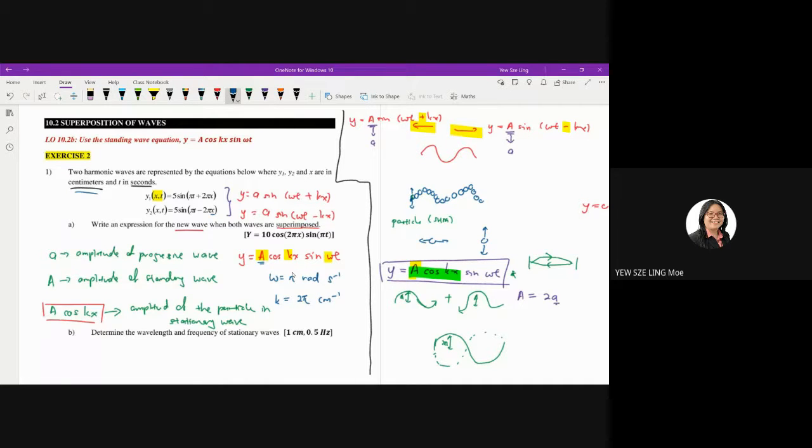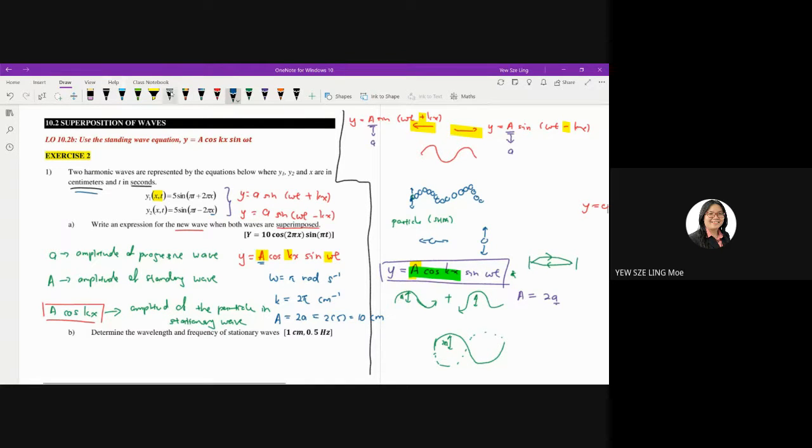But what we do know is that capital letter A, the amplitude of a stationary wave, is equal to 2 times the small letter a, the amplitude of the progressive wave. Because when they superimpose, their amplitudes add up. So now you have 2 times the small letter a, which is 2 times 5, which equals 10. So 10 cm. The unit of A follows the unit of Y. So Y is in terms of cm, therefore A is in terms of cm as well.